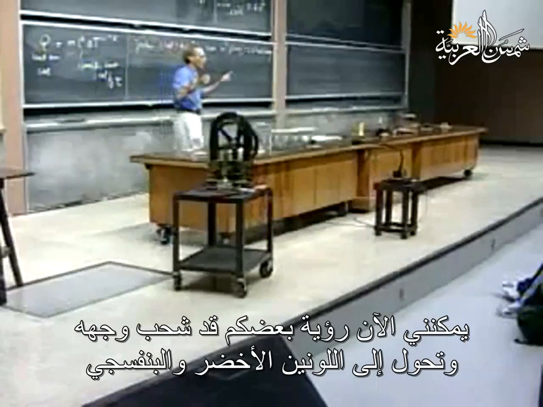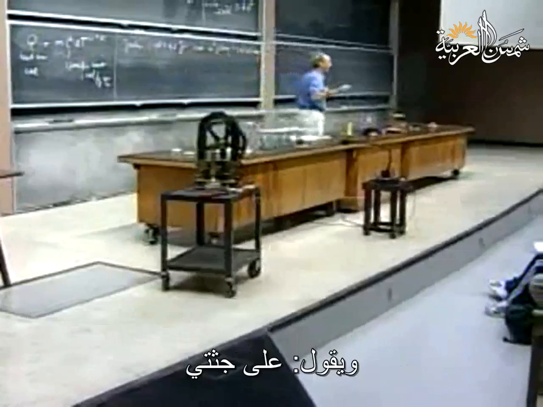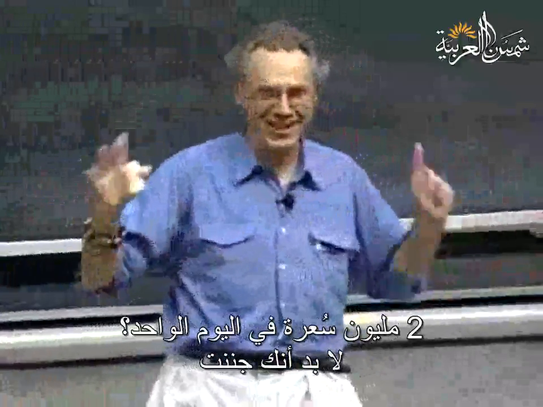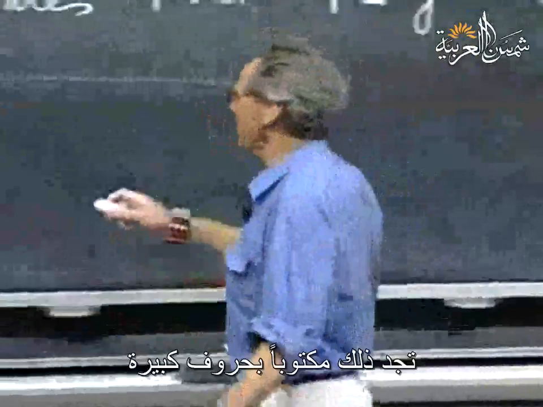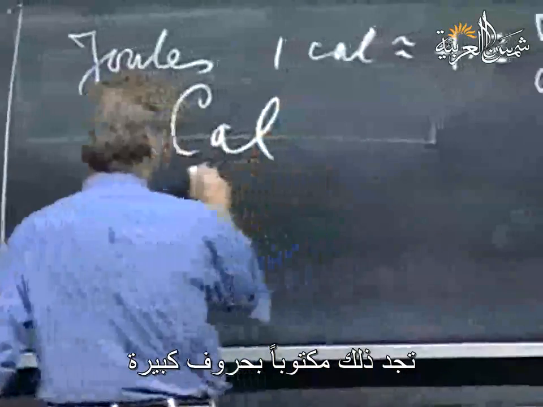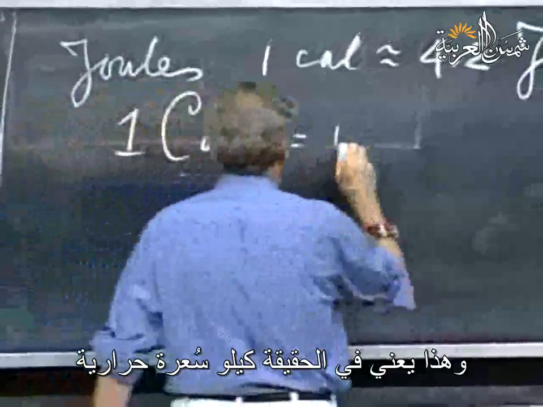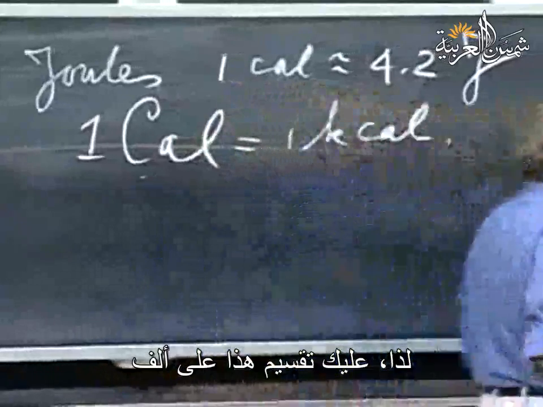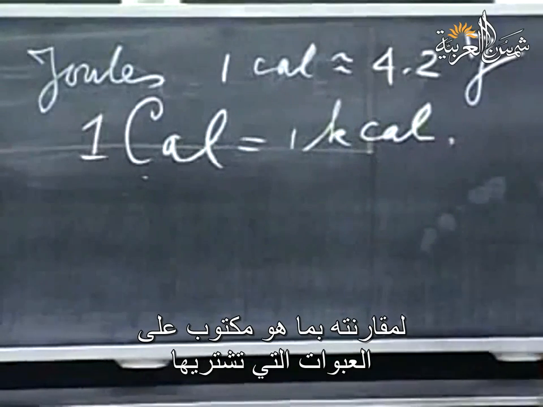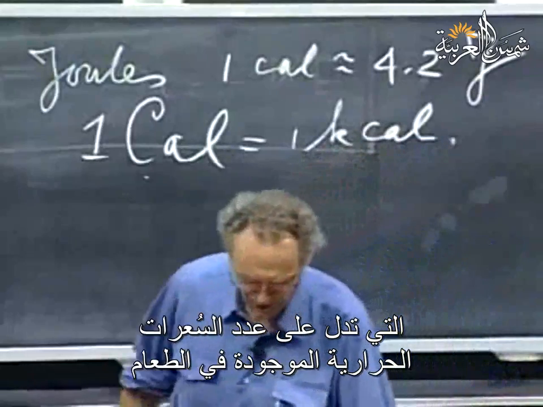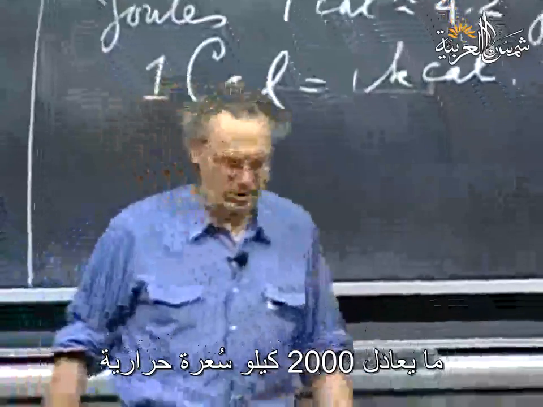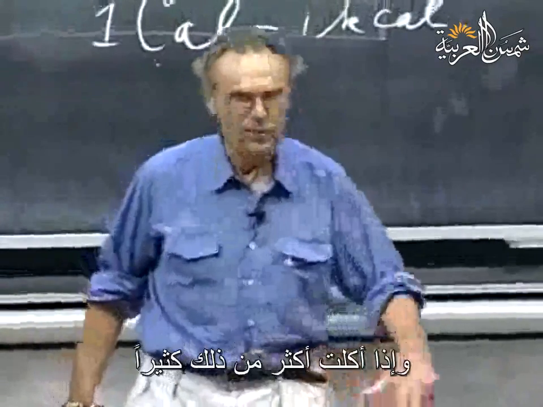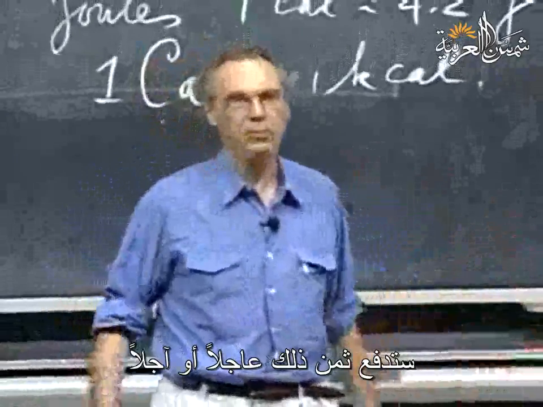Now I can see some of you turn pale and green and purple and say, over my dead body, 2 million calories per day, you must be out of your mind. Well, not quite. You see, when you read calories on the packages, it is called a capital Cal, and that is really a kilocalorie. So you have to divide this by thousands to compare it with the packages that you buy, how many calories there are in the food. So you have to eat roughly daily about 2,000 kilocalories equivalent of food. And if you eat a lot more than that, well, you pay a price for that sooner or later.